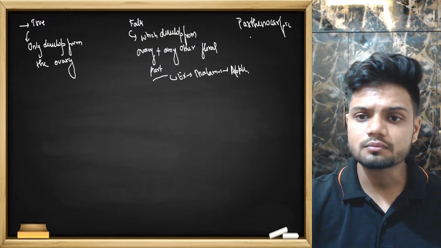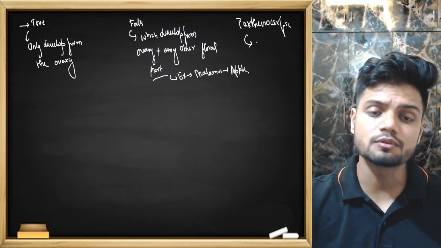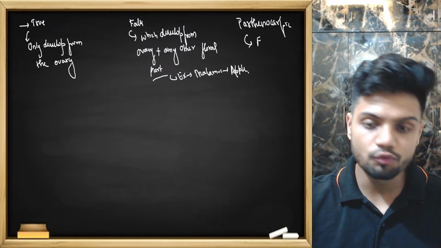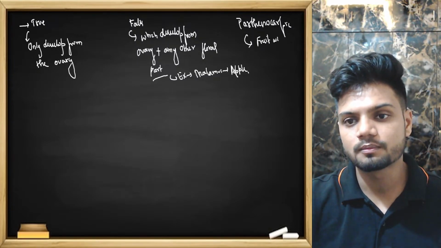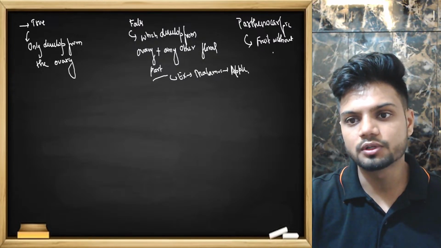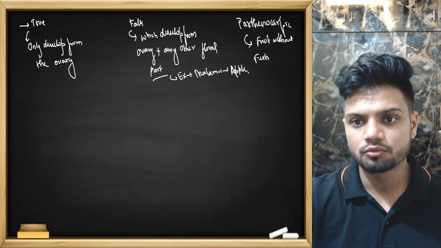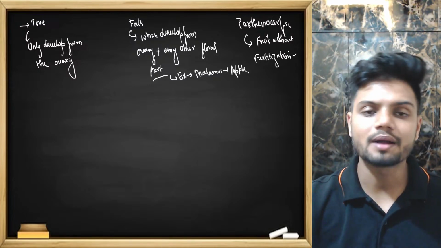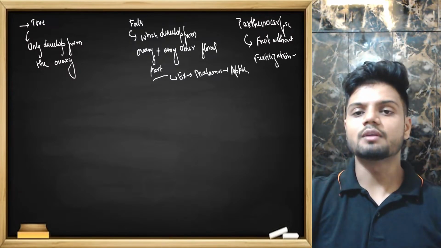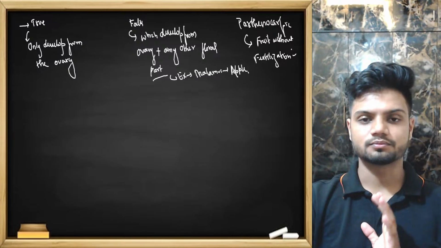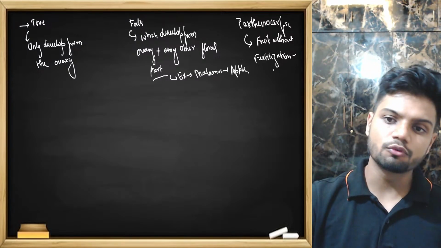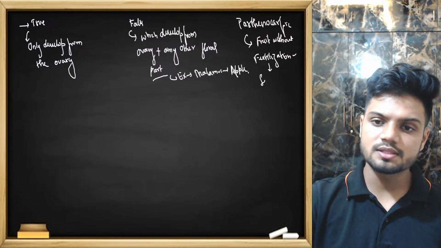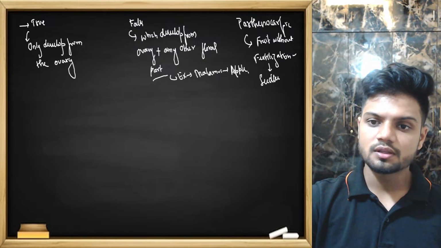Parthenocarpic fruit. Parthenocarpic fruit is a fruit which develops without fertilization. Fruit without fertilization is called parthenocarpic fruit. Now, whenever parthenocarpic fruit happens, it's usually seedless. The fruit is usually seedless.